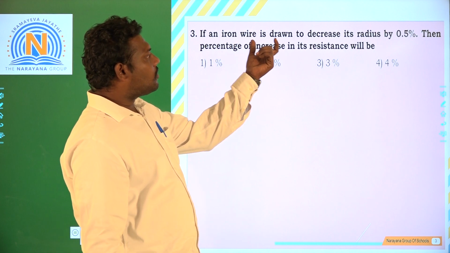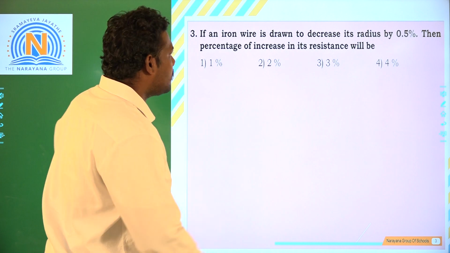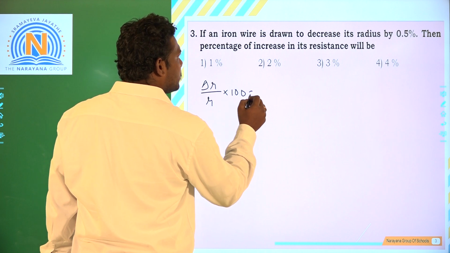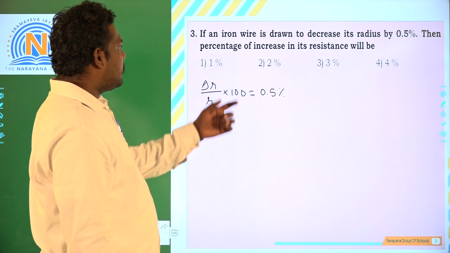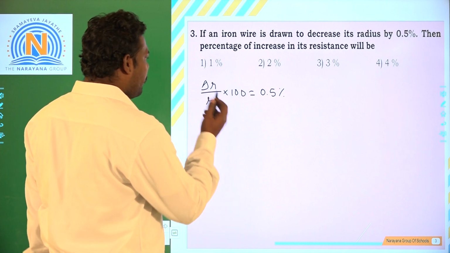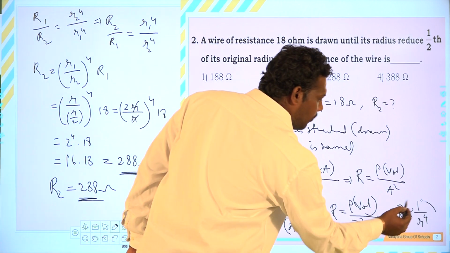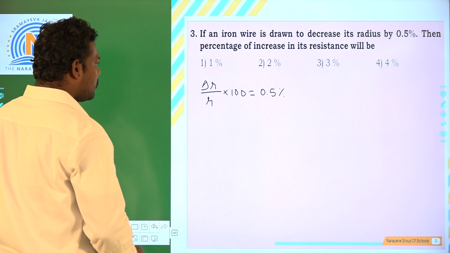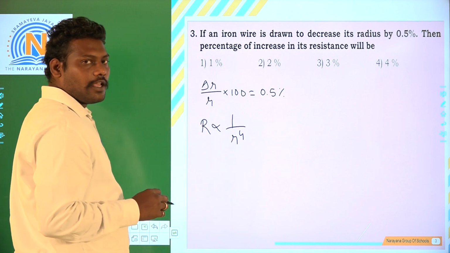If an iron wire is drawn to decrease its radius by 0.5%, that is, the percentage change in radius is given as 0.5%, find the percentage increase in resistance. Now we have already seen in the previous example that the resistance was inversely proportional to the fourth power of radius.